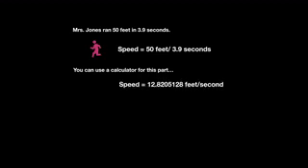So, Mrs. Jones ran those 50 feet in 3.9 seconds. My speed is 50 feet, the distance, divided by 3.9 seconds, the time it took me to run that distance. You can use a calculator for this part. My speed was 12.8205128, and it kept on going. It was a repeating decimal.